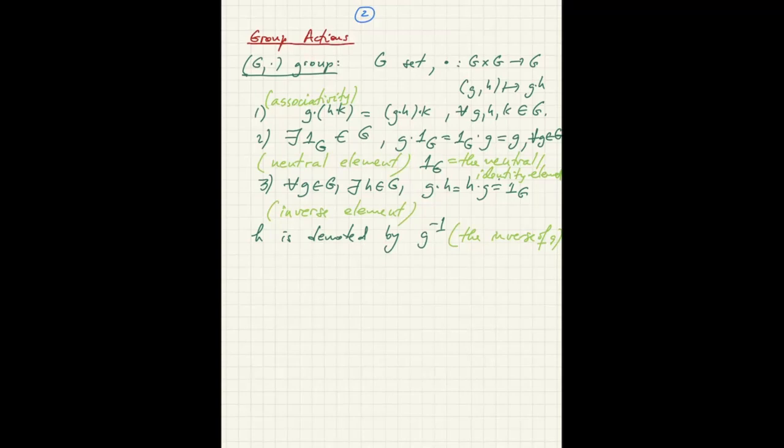In the additive notation, if one uses the notation with G and the operation with a plus, then the 1 of G is usually denoted by 0 of G, and the inverse, instead of being written as g to the minus 1, is written as minus g.